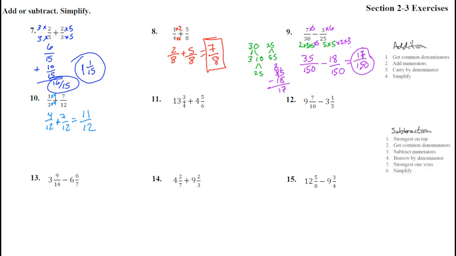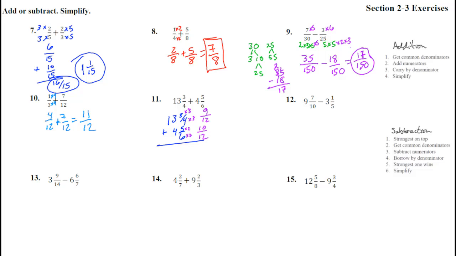Number 11 here. Ooh, we're going to stack these on top of each other. Let's do that. 13 and 3/4 plus 4 and 5/6. Okay, so common denominator between 4 and 6. Let's go through the multiplication tables. 4 times 2 is 8. 4 times 3 is 12. Oh, and 6 goes into that one. So if we times this guy by 3 and 3, we now have 9/12. And this guy we times by a 2 and times by a 2, we have 10/12.